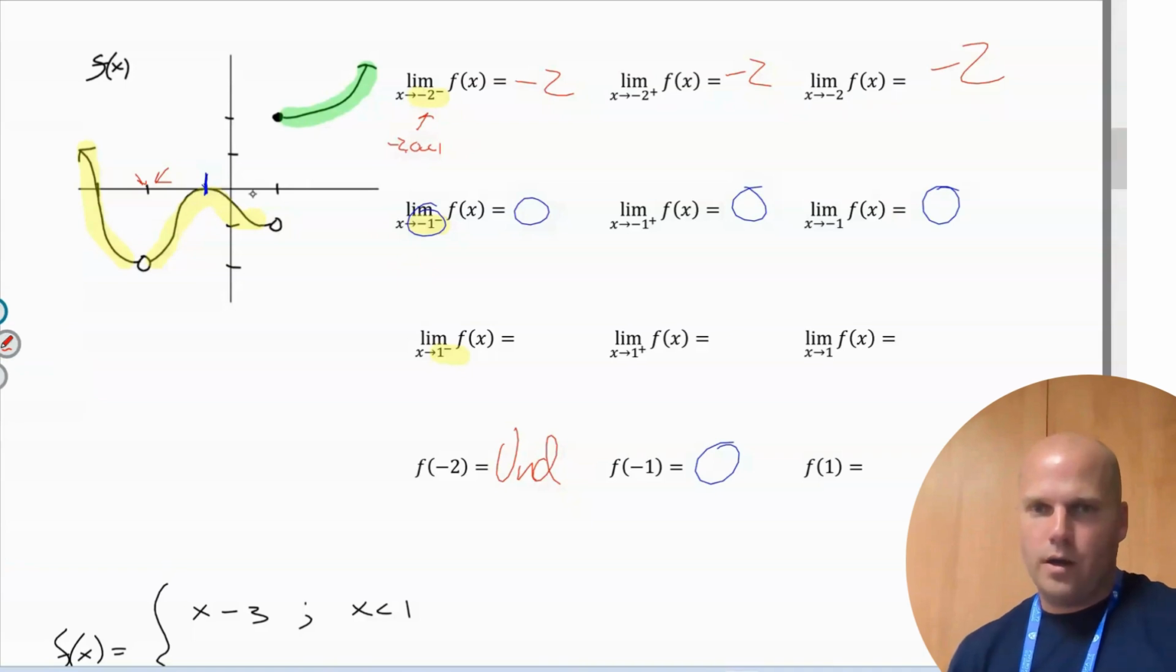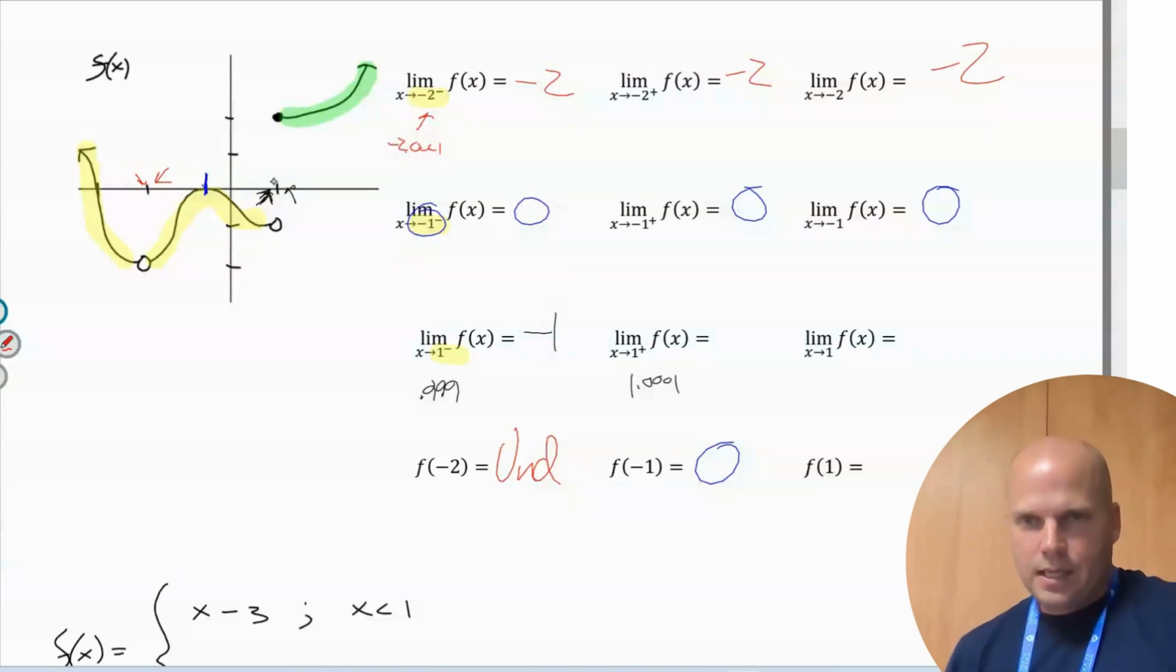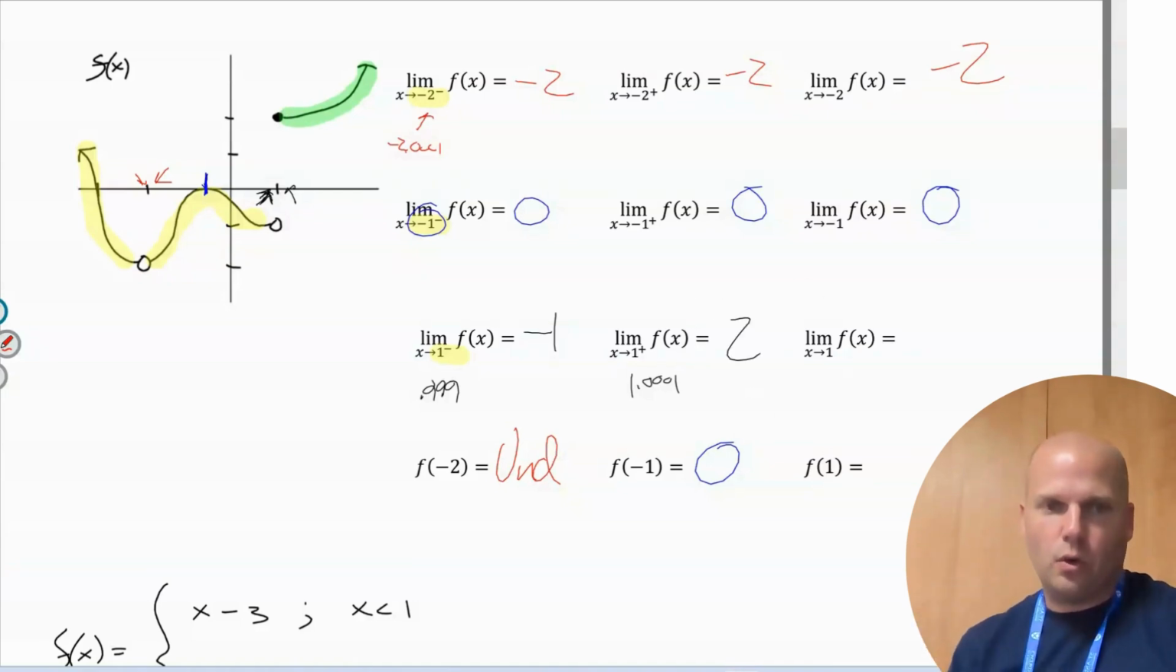And now let's look at 1. To the left of 1 at 0.99999, to the right of 1 at 1.001. Here's 0.999, there's 1.001. Let's start at 0.99999. You can see that at like 0.5, I use the yellow piece. At 0.9, I use the yellow piece. At 0.999, I'm using the yellow piece. The yellow piece is getting closer and closer to the y value of -1. But to the right, I'm using like 1.5, I'm up here. 1.1, I'm up here. 1.01, 1.001. I'm approaching the y coordinate 2.